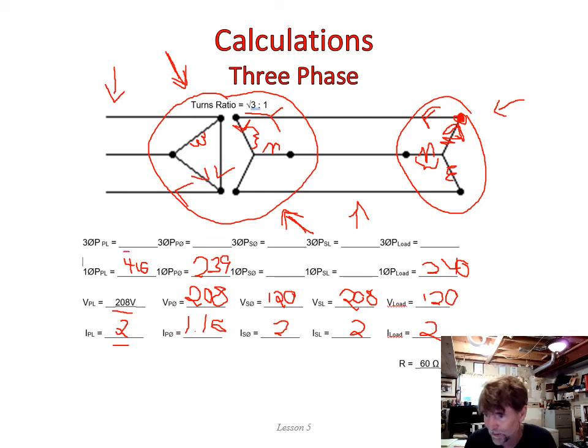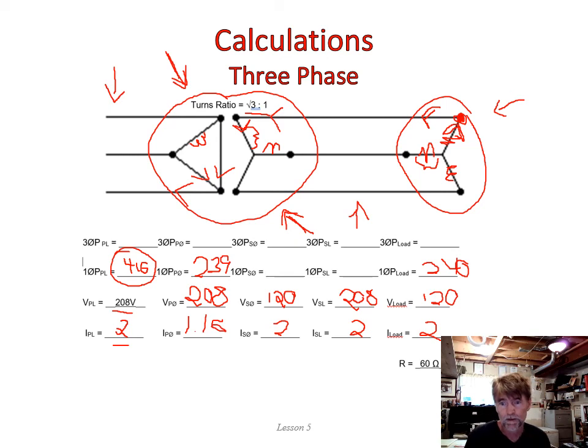This number here of 416 is the wrong number. That's the wrong answer, because we calculated that using line values. You cannot multiply the line voltage times the line current to get a power value. It gives you the wrong answer. You must use phase values.